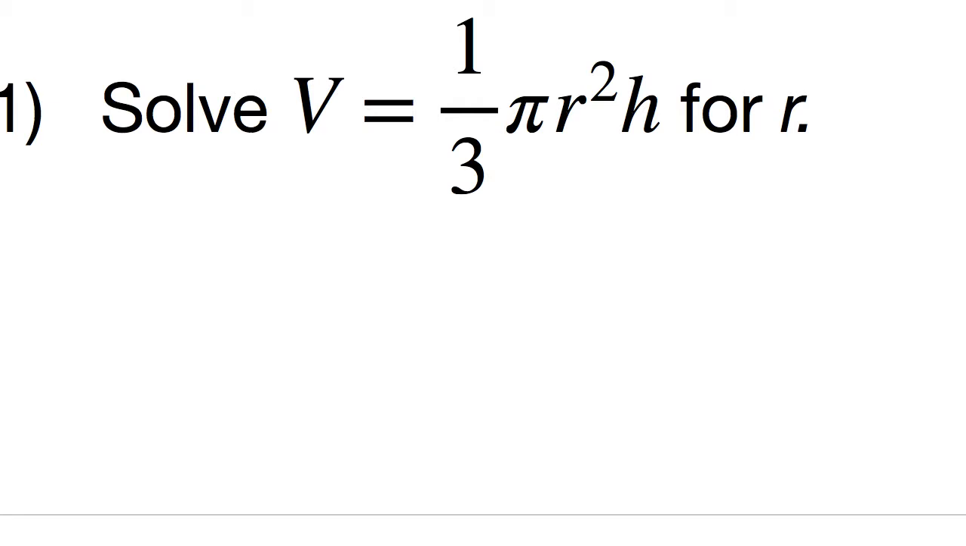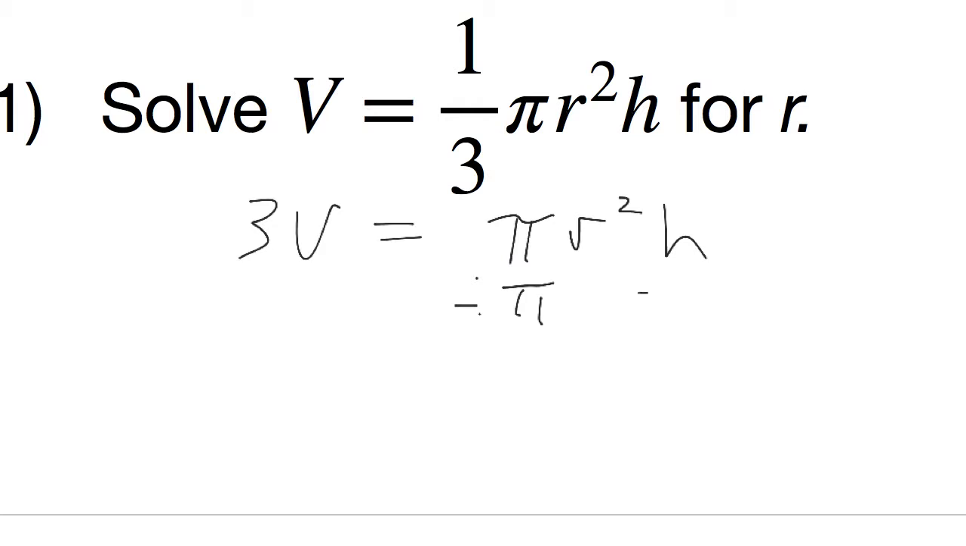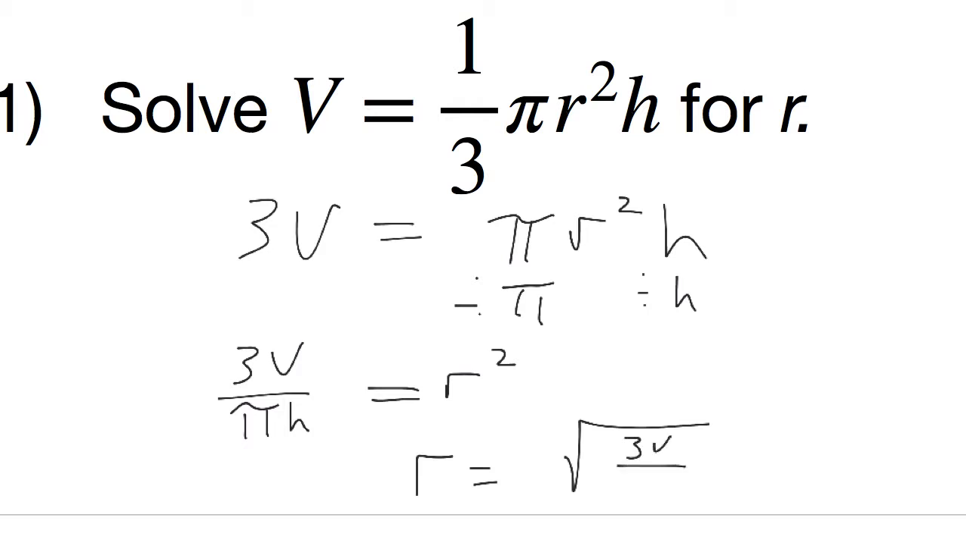So, the first thing I'm going to do is clear the fractions. So we get 3v equals pi r squared h. I'm going to divide both sides by pi. I'm going to divide both sides by h. And we get 3v over pi h is equal to r squared. And then we're going to take the square root of both sides. And we get r equals the square root of 3v over pi h.